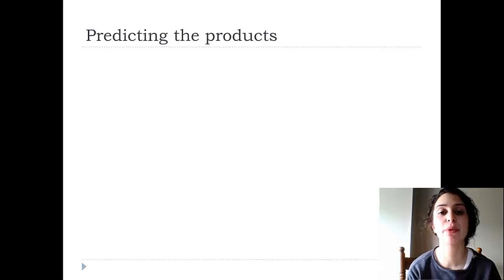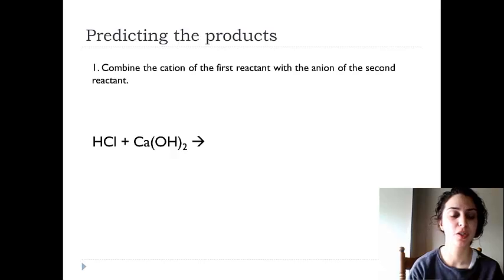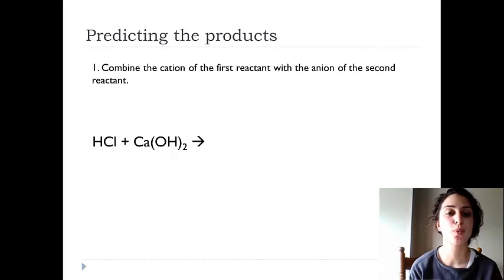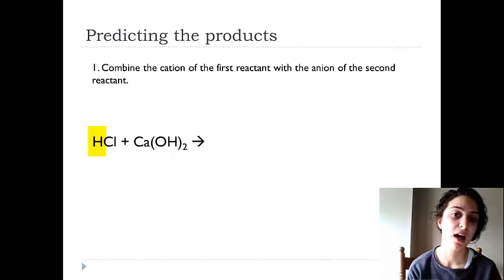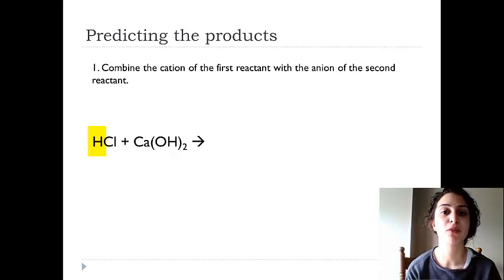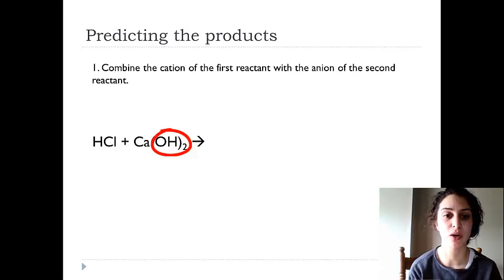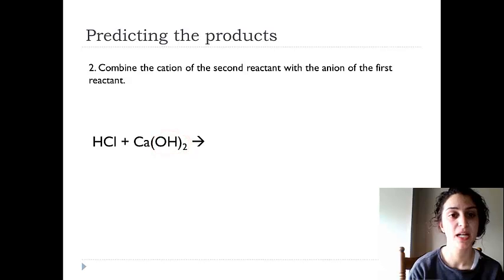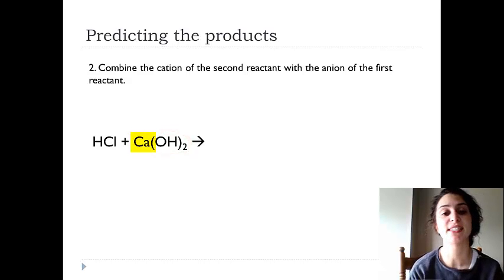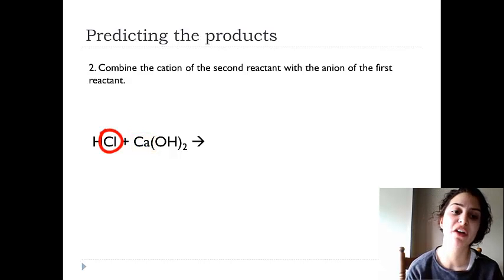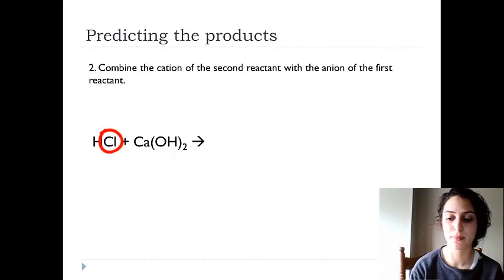Now let's learn how we would predict the products if we had the two reactants. Here we have hydrochloric acid and calcium hydroxide. What you would first do is take the cation of the first reactant, in this case hydrogen, and add it to the anion of the second reactant, which would be the hydroxide, the OH. That's the first step. The second step is to take the cation of the second reactant and put it with the anion of the first. That would be calcium and chlorine.